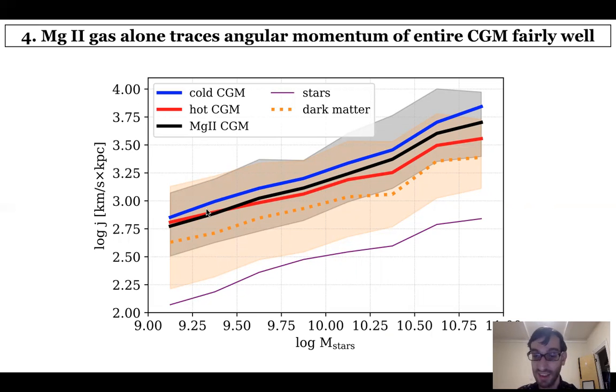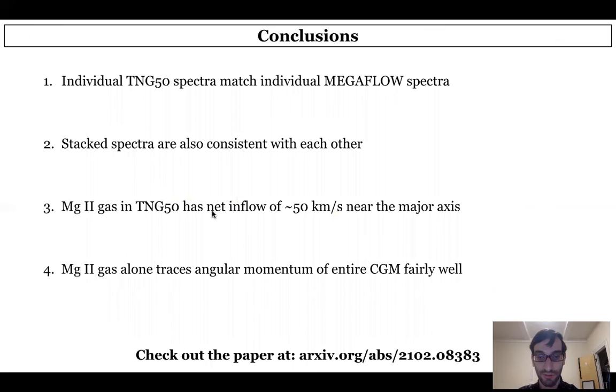So this, I think, indicates that magnesium-2 can be a very powerful tool in calculating fundamental kinematic properties of the CGM. So I will finish now by leaving my conclusions up here.